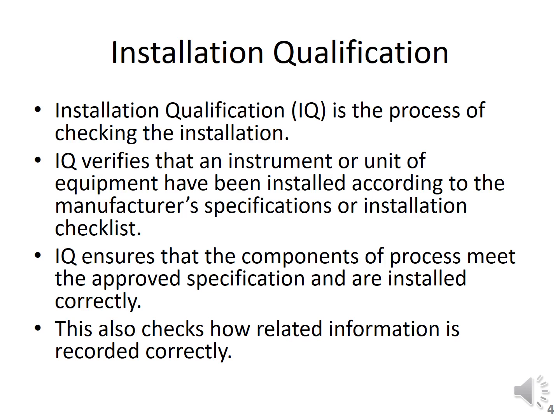So if you are talking about a process, this process is going on, this is installed according to the approved specifications, and this also checks how related information is recorded correctly, all the related information regarding the installation of the process, the machine, the unit, starting from the manufacturer's specification and then the installation checklist and then the process of the installation, all the steps are recorded correctly, are done correctly, and then recorded correctly. Both the things are important. Okay.